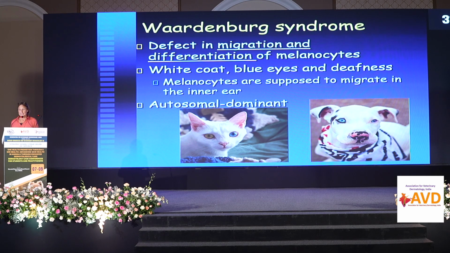The other one is Waardenburg syndrome, where you have a defect in the migration of the melanocytes. This we see quite a bit in the clinics. I think it's important to educate owners that these dogs that have blue eyes and a white color are also deaf, because melanocytes are present in the skin, in the inner ear, and in the eye. The fact that they don't have melanocytes in the inner ear makes them deaf.